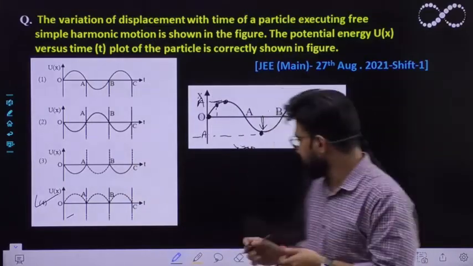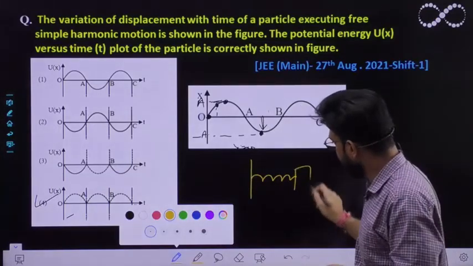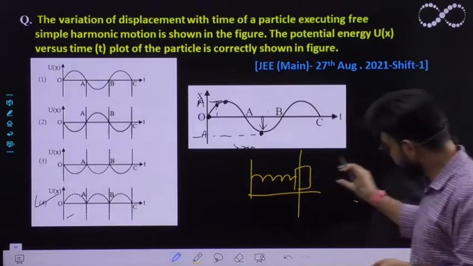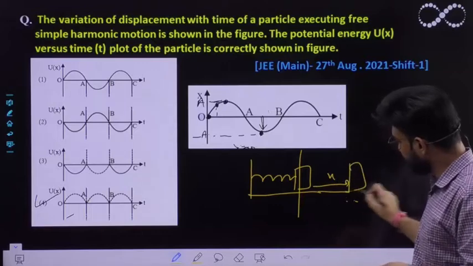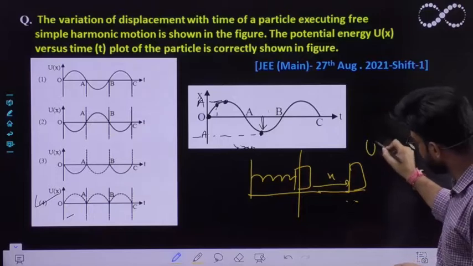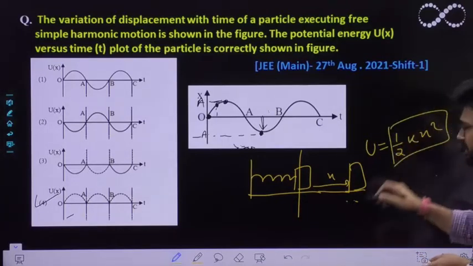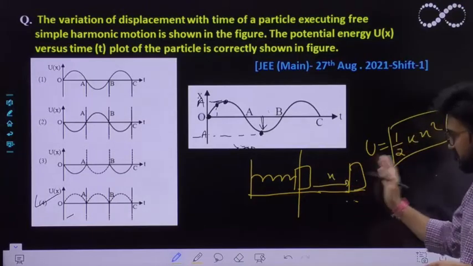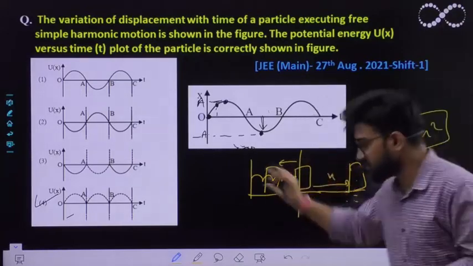if I take a spring system and a mass is attached to it, and this is its mean position, while if I displace it towards the right with a certain displacement x, it will gain potential energy, and the potential energy is increasing. The potential energy is also given by the relationship U = (1/2)kx². From this also you can easily make out that x increases either in this direction or in this direction; this is extension, this is compression.